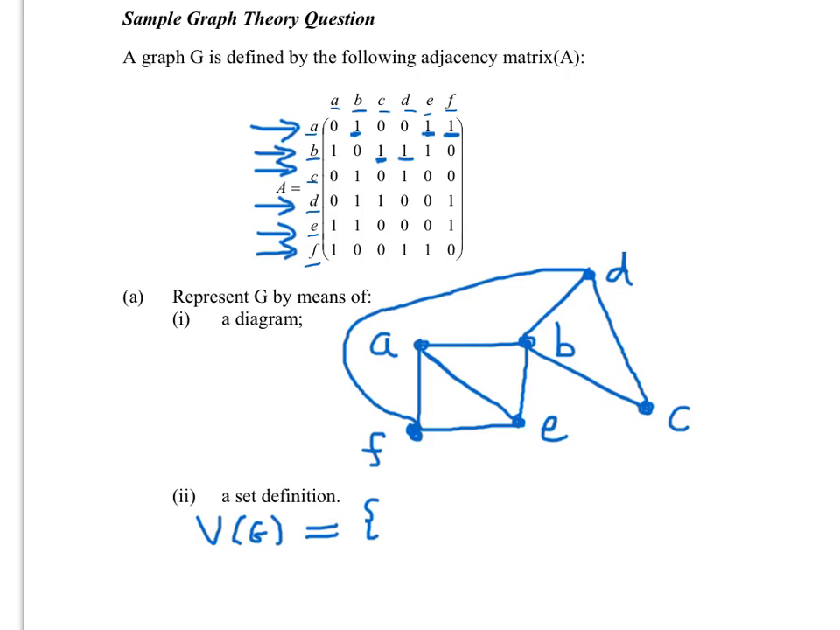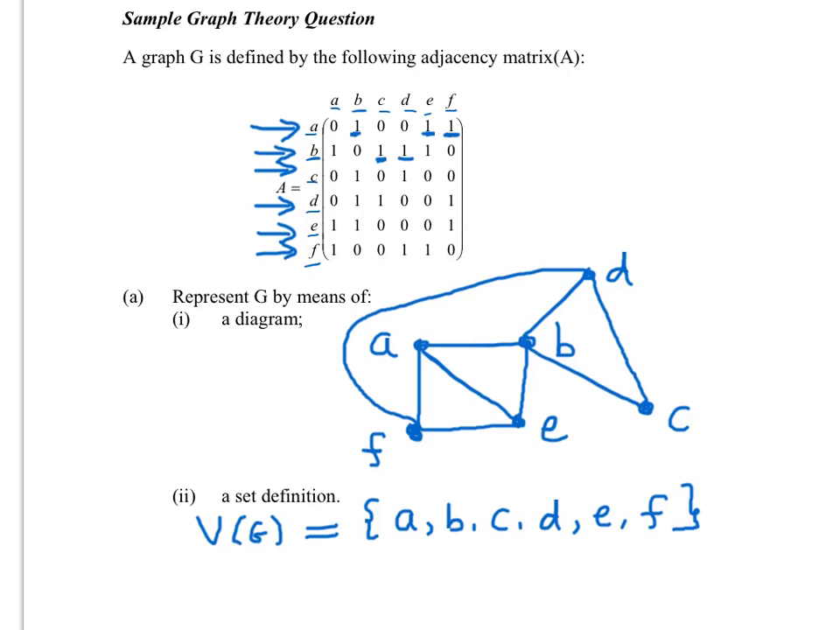Remember, open curly brackets for a set. And in here, we just list all the vertices that go to form G. So the vertices are A, B, C, D, E, and lastly, F. And it's a set, so we close the brackets at the end of the set.